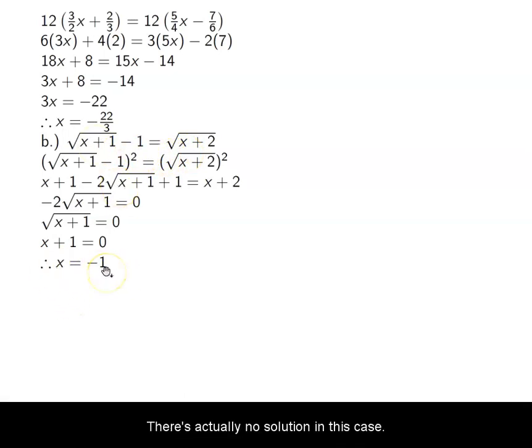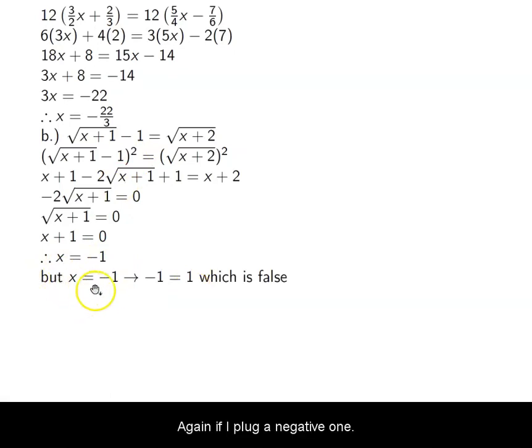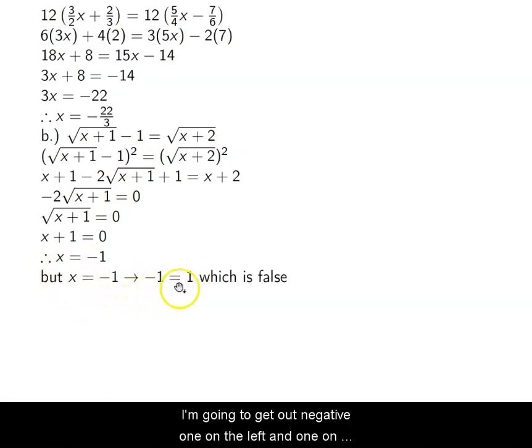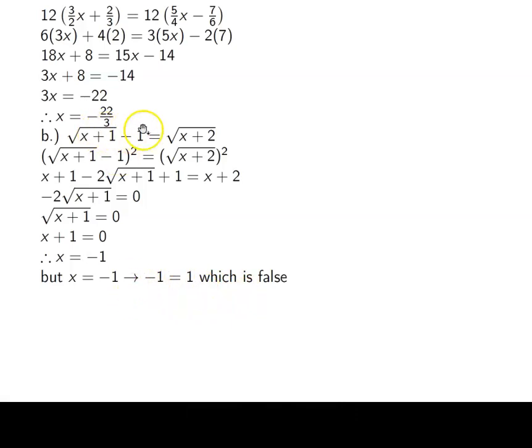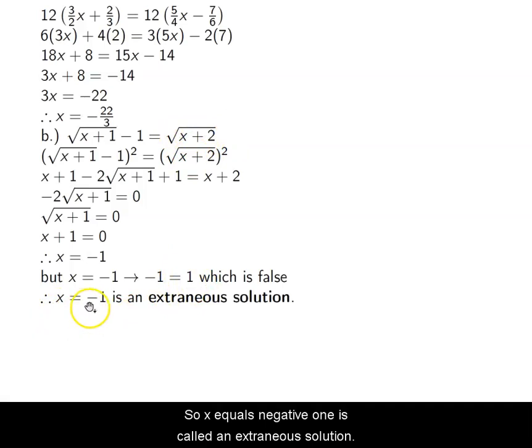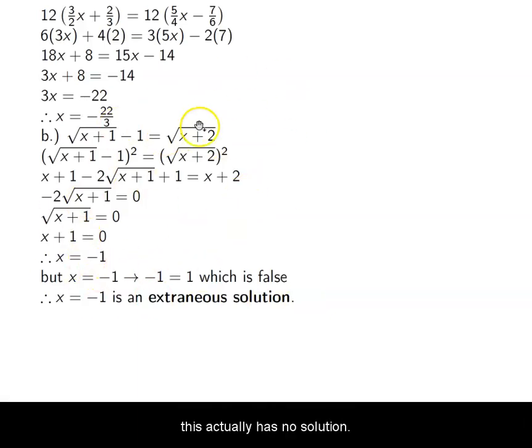So there's actually no solution in this case. Okay. So again, if I plug in negative 1, I'm going to get out negative 1 on the left and 1 on the right, which is a false statement. It's not true that negative 1 and 1 are equal, right? Plug in negative 1 here, and I get square root of 1, which is 1. So x equals negative 1 is called an extraneous solution. Basically what that means is that it is an extra solution that does not work. And since there are no other solutions that do work, there is no solution for this problem. Okay, so this actually has no solution.